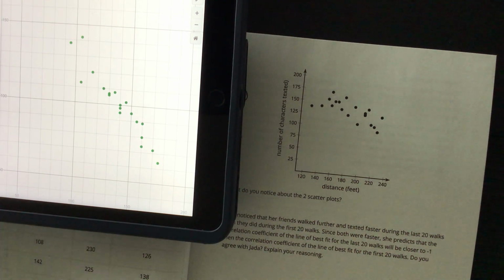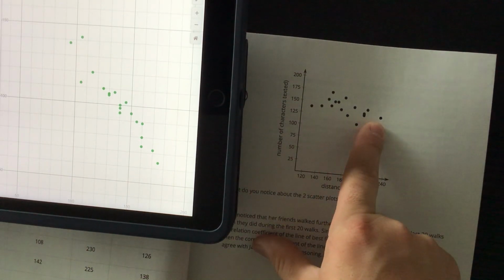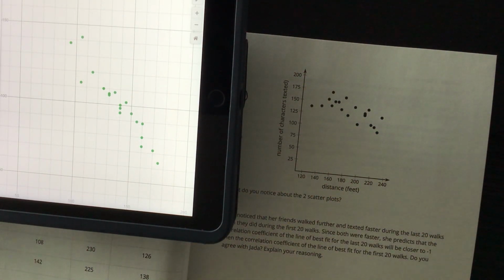Well, the one that we made on our iPads looks like they'd be more on the line. Yeah, exactly right. This one looks like it's more linear than this one. So exactly right. Data set 1 appears more linear, is how I would answer that. I disagree with Jada, because data set 1 appears more linear.